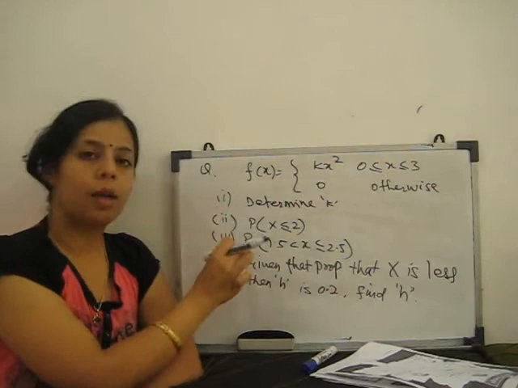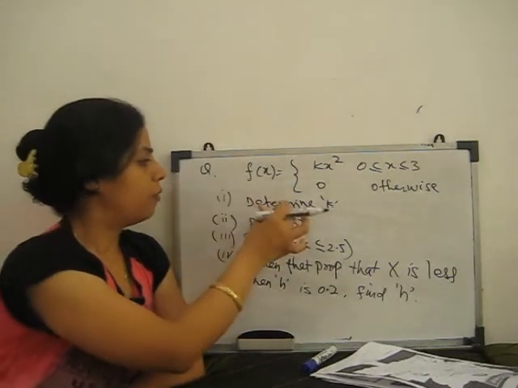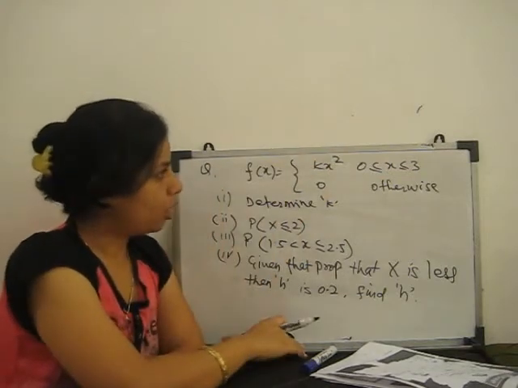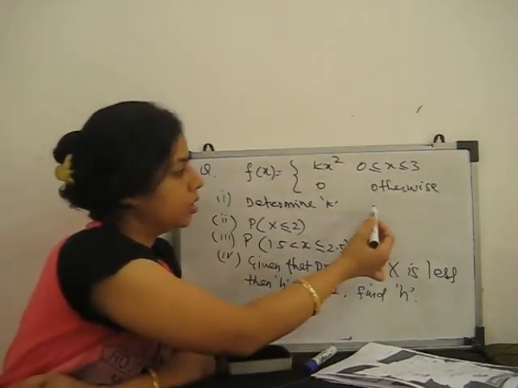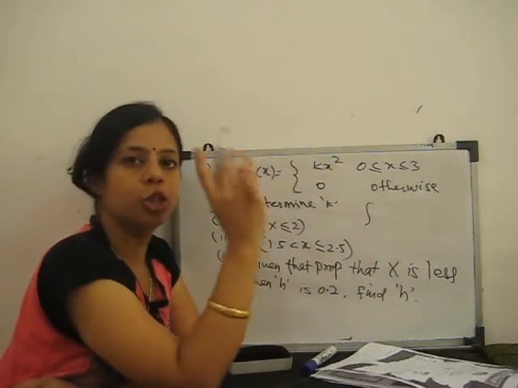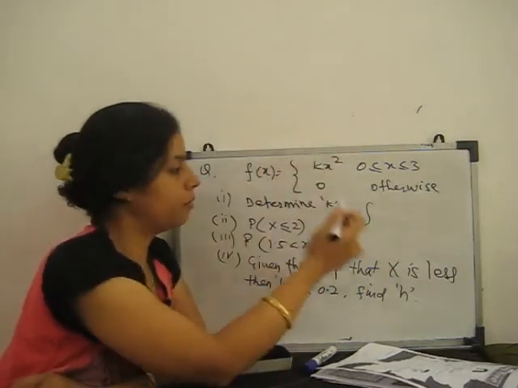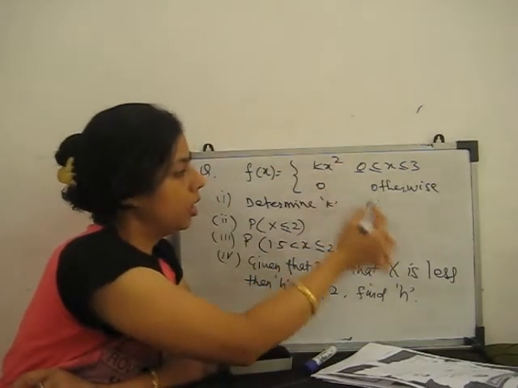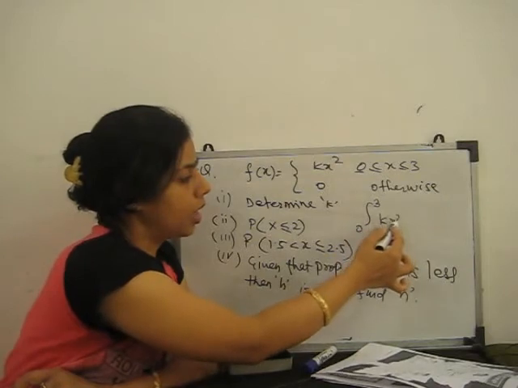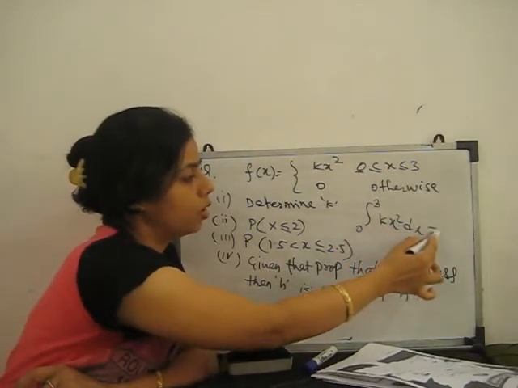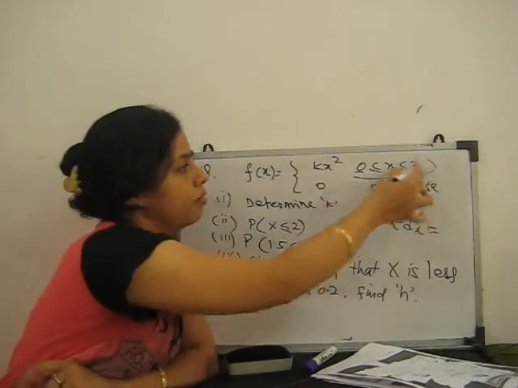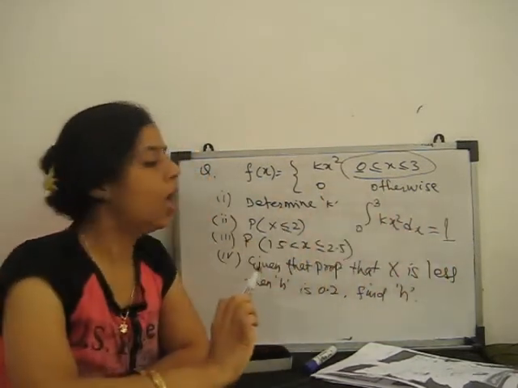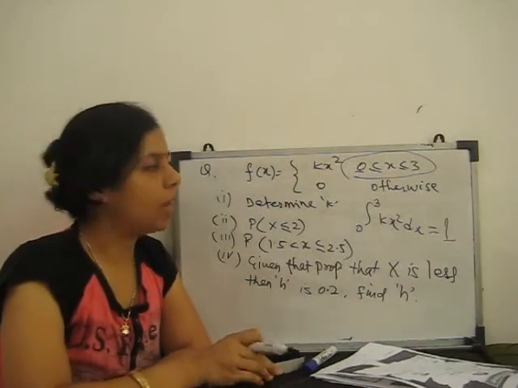So we go step by step. First, we have to determine the value of this constant k. The value of the constant k is determined by the integral from minus infinity to plus infinity. Here our lower limit is 0, upper limit is 3, k times f(x) is kx square dx, equal to the total area lying between this limit, which is 1. So with the help of this integral we have to derive the value of k.